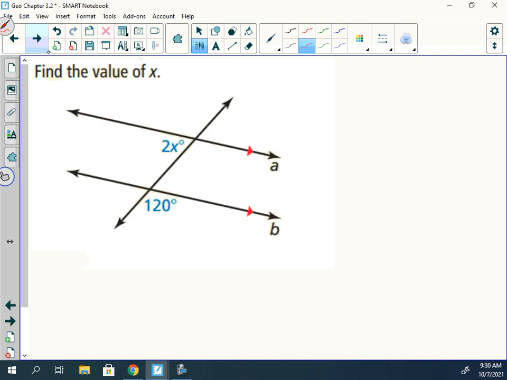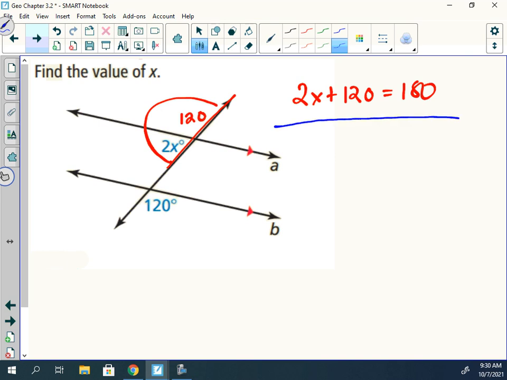Now, if we filled in, alternate exterior would tell me that this 120 and this angle here would be congruent, yes? Wait a minute. Those two angles make a straight line, yes? So they have to add together to be 180. We could fill in the rest of them, but since we have this straight line showing that they add together to be 180, we can solve by saying 2x plus 120 is equal to 180. And what can we do first?